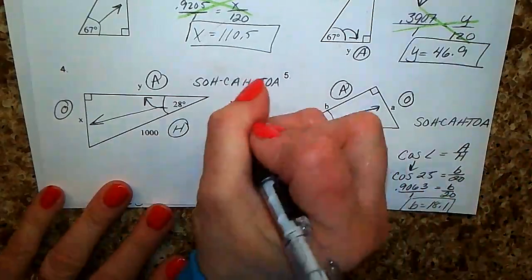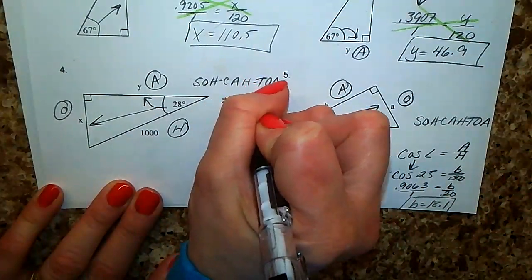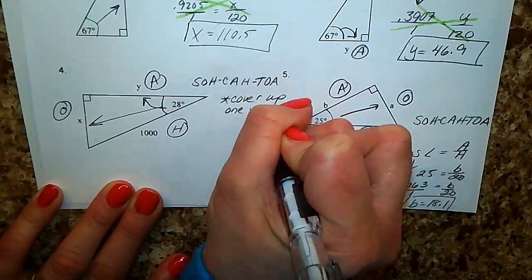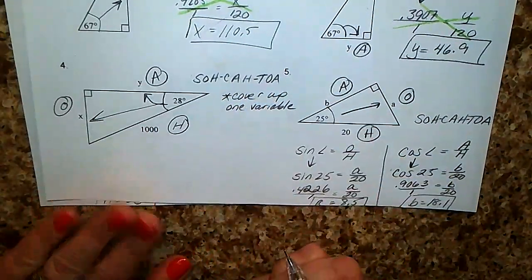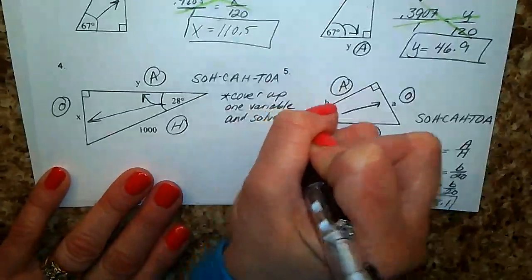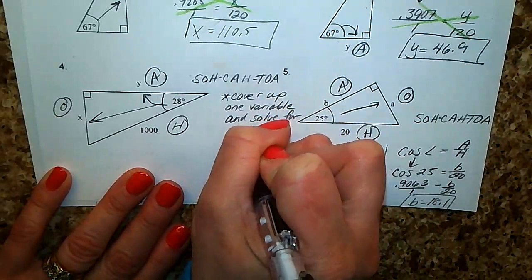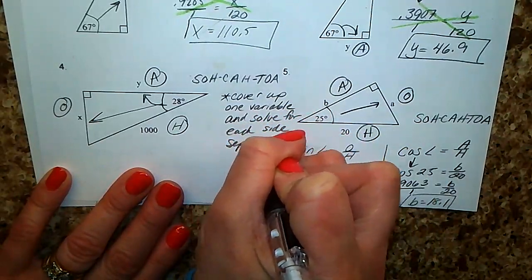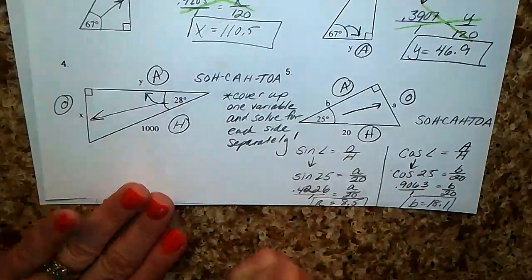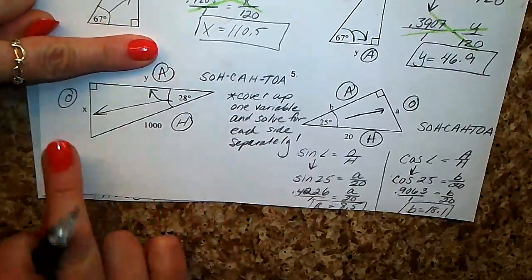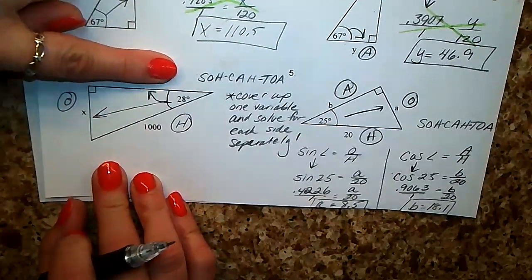So here's my advice. Cover up one variable and solve for each side separately. That's what we want to do. So I'm going to cover one up. I'm going to cover up the y. I don't even want to look at that right now. I'm just going to focus on the x. Okay, covering that up, not looking at it.